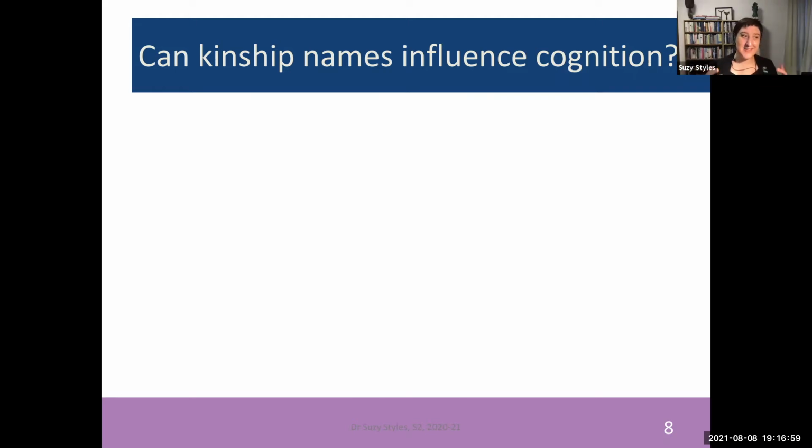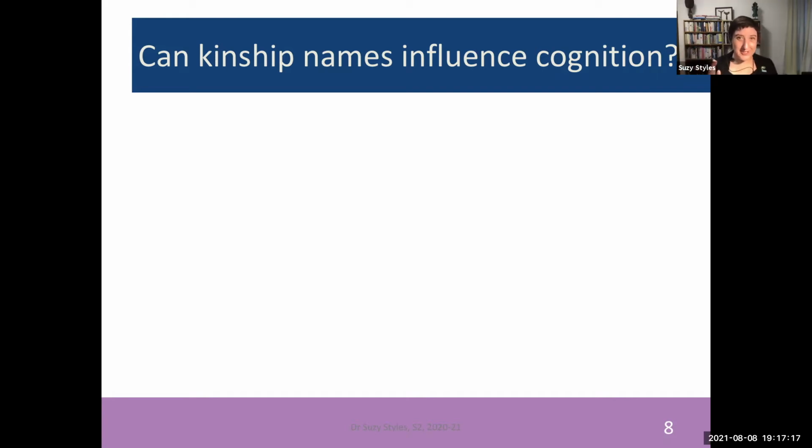That means that your language has dissected the complicated world of family trees in a particular way that allows you and another member of your linguistic community to communicate. But can these kinship terms influence cognition?